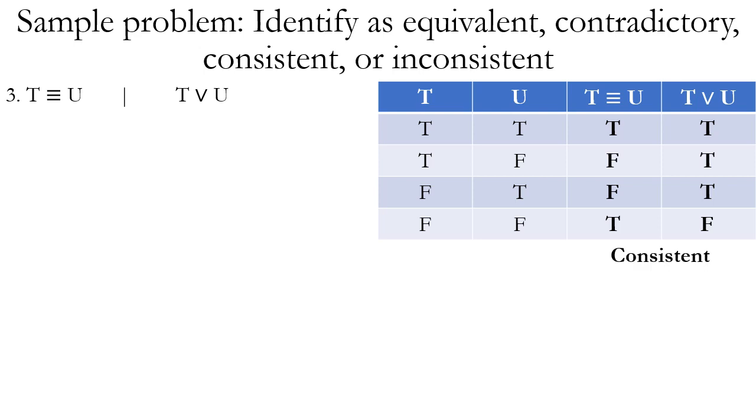The answer is consistent. They're not equivalent because they don't have the same truth value on every row. They do on row 1, but not on rows 2, 3, and 4. They're not contradictory because they don't have opposite truth values on every row. You'll notice row 1, they do have the same truth values. So the answer is consistent because row 1 is where they're both true. There's at least one row of the truth table where both of them are true.